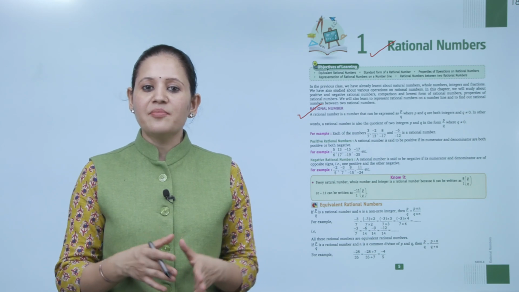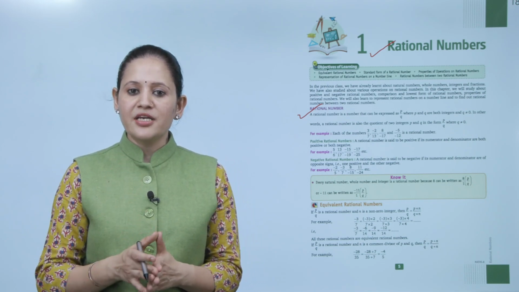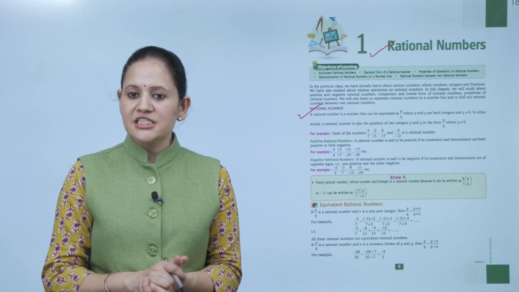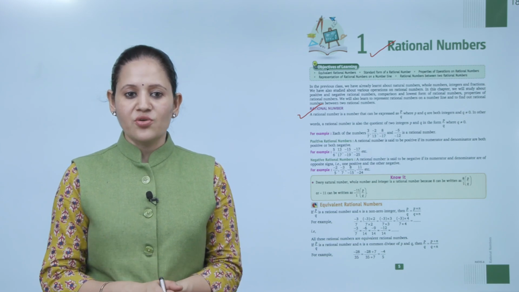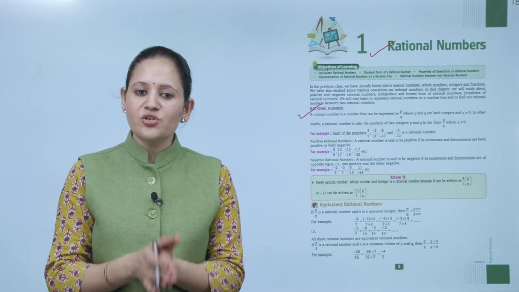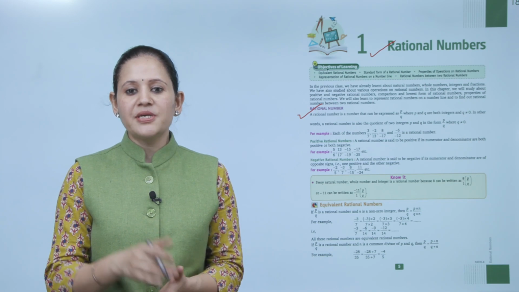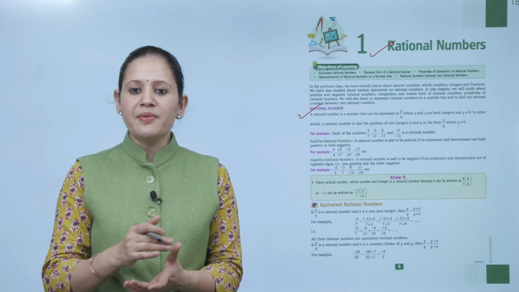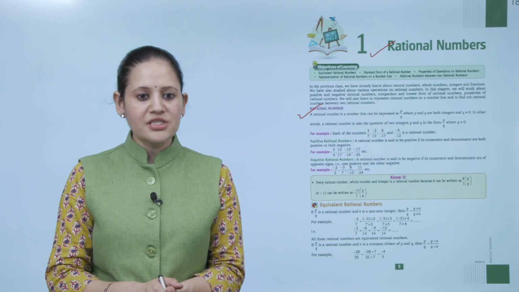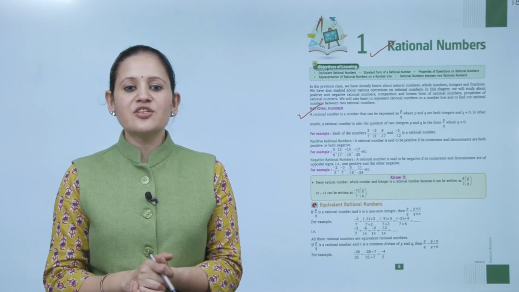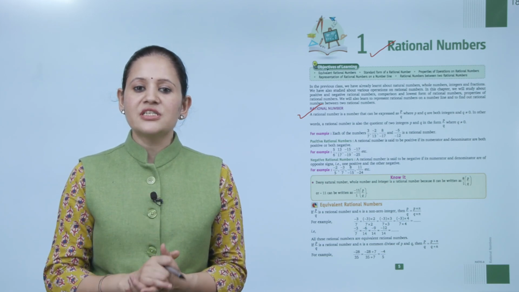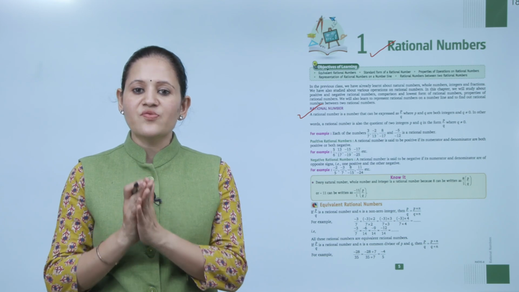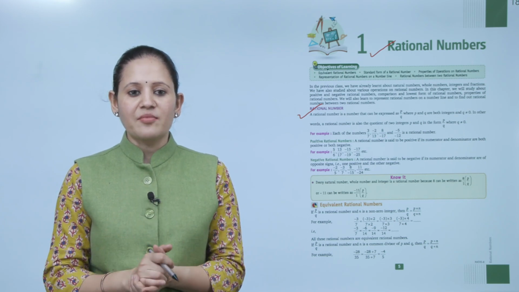A rational number is a number that can be represented in the form of p by q, where p and q both are integers and q is not equal to 0. In other words, the rational number is also the quotient of two integers p and q in the form of p by q, where q is not equal to 0. For example, each of the numbers 3 by 7, minus 2 upon 13, 8 upon minus 17 and minus 5 upon minus 12 is a rational number.